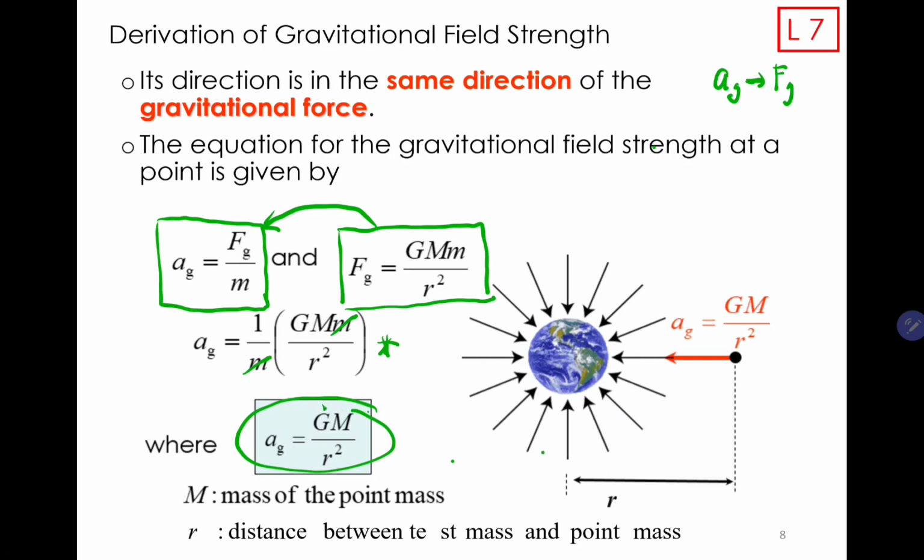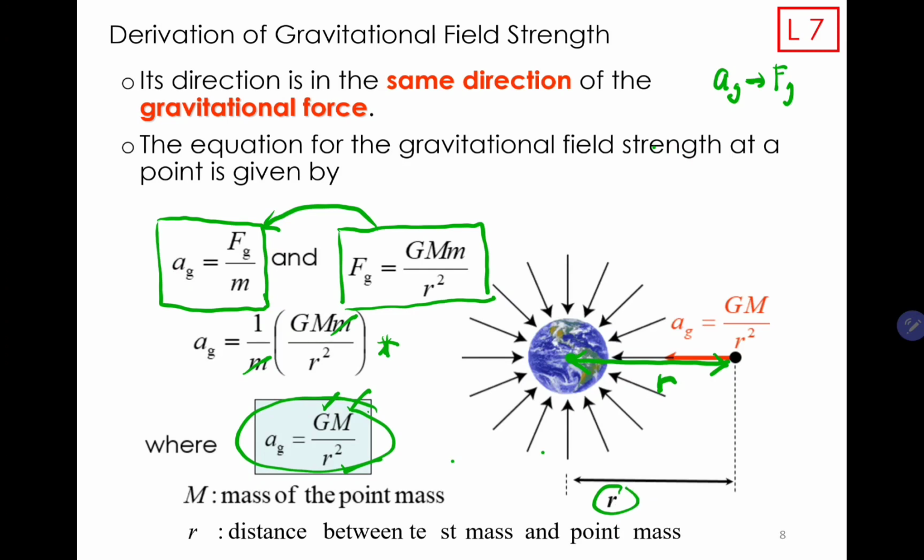Again, G is just a constant, M is the mass of the planet, and r is the separation between the object and the planet. And remember, r should start from the center of the planet. It's not from the surface, but from the center of the planet. For example, in this case, r should start from the center, should be here. So this is r. R is measured starting from the center of the planet to the object position. Alright, this is r.